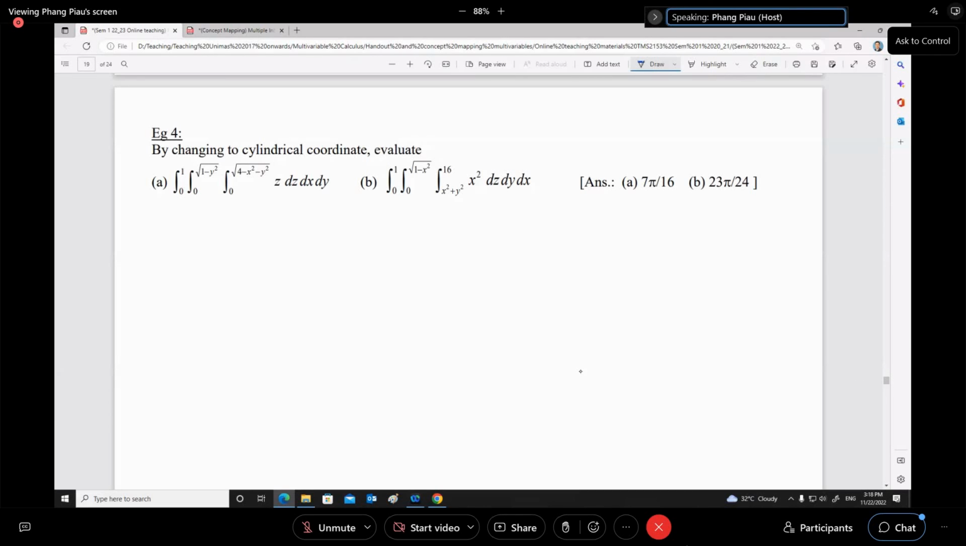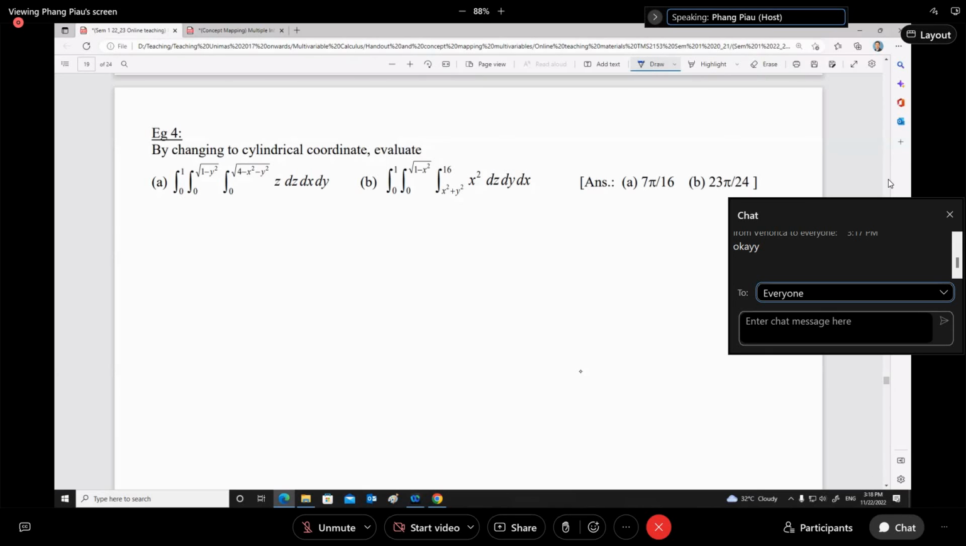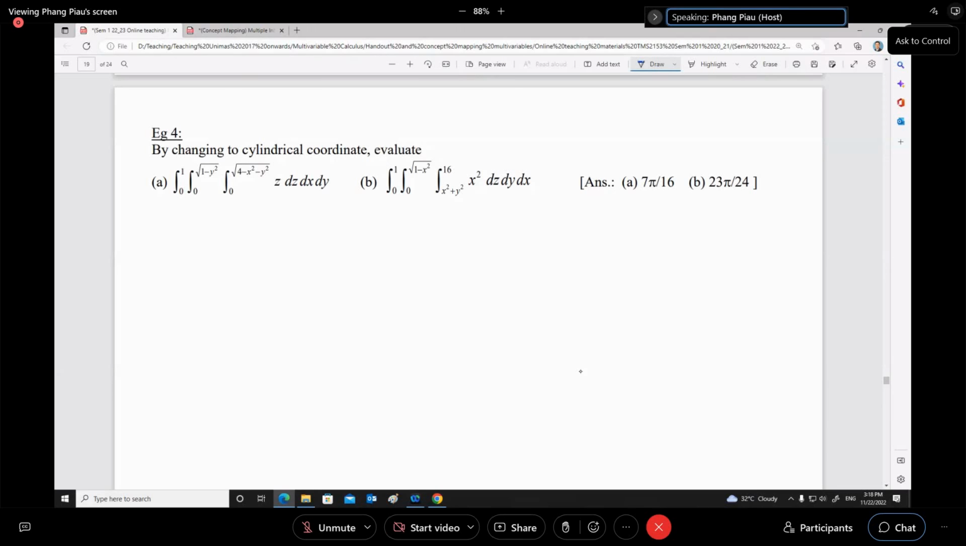if you continue in XYZ, it is very difficult because you have so many surfaces here. Of course, you can observe this is for Z, this is for X, and this is for Y. So you can see your Z is moving from 0 to z equal to 4 minus x power 2 minus y power 2, and your x is from 0 to x equal to 1 minus y power 2, y is from 0 to y equal to 1. So read very carefully the order of z, x and y.